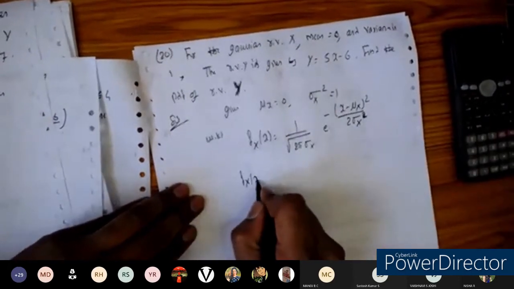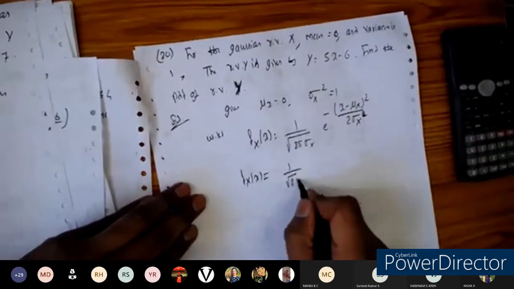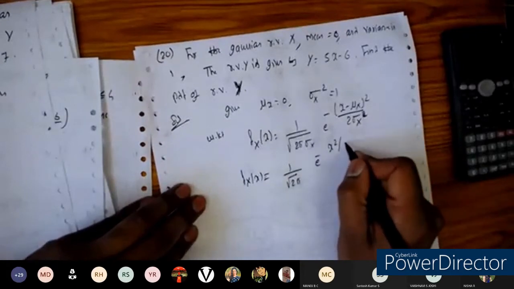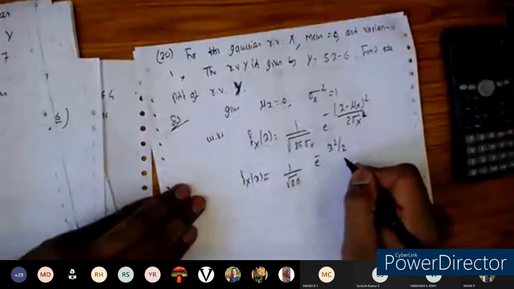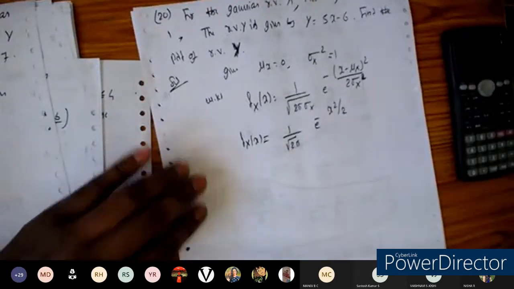Let us substitute the value of the mean and the variance here. The variance is 1. So it has become 1 divided by square root of 2 pi into e to the power of minus x square divided by 2, since sigma x square is 1. So it has become this one here. So done.